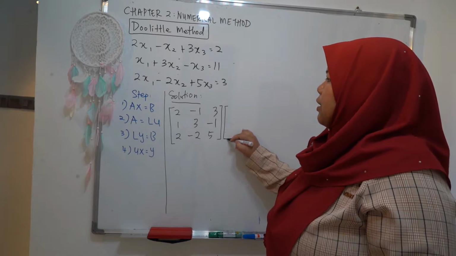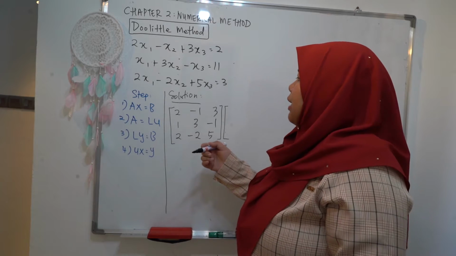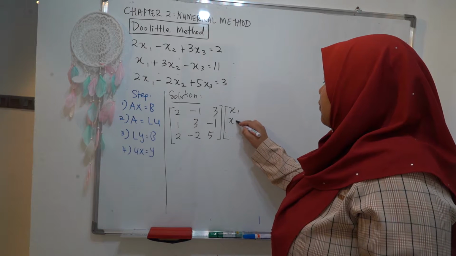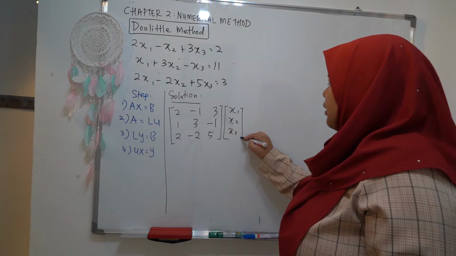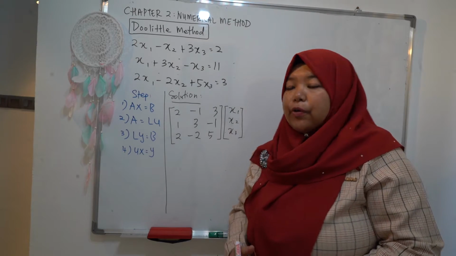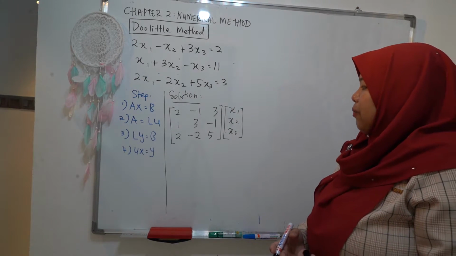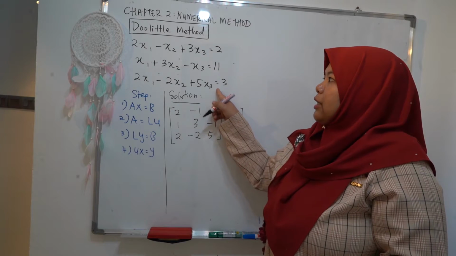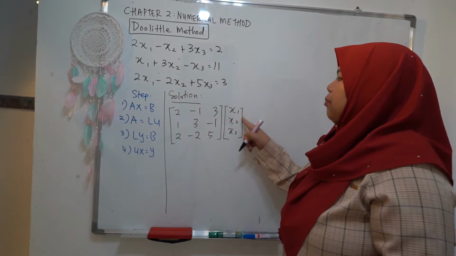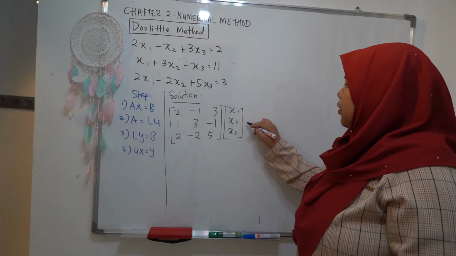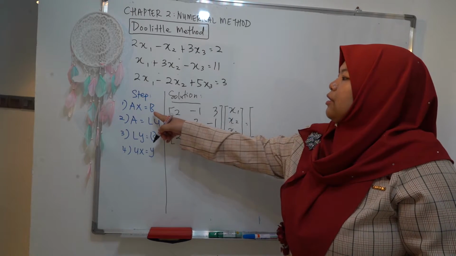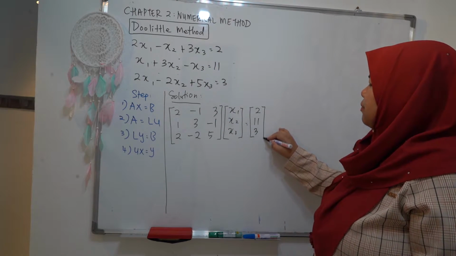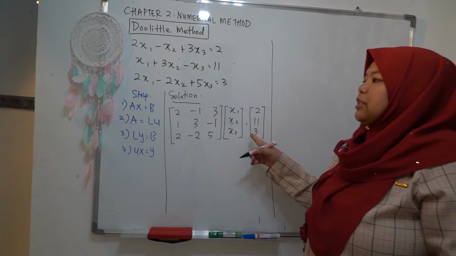How about the x matrix? The x matrix is x1, x2, x3. Like in my previous video, I already said that the matrix x depends on the equation. So for this equation, the variables are x1, x2, x3, so I put x1, x2 and x3. For the matrix B, after the equal sign, it is 2, 11, 3. So this is the first step.